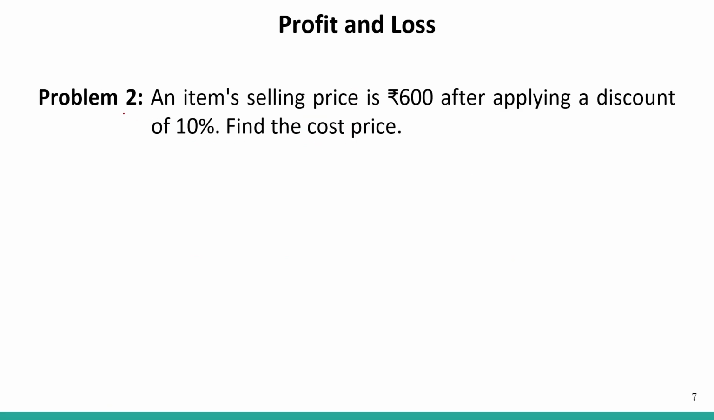So let's go forward with problem number 2. An item is selling at a price of 600 rupees after applying a discount of 10%. Find the cost price. So the selling price is this, so this is the SP. Let CP be equal to X, because that's what we don't know. We want to find X. So we'll convert this word problem to an algebraic equation involving X and some constants, and then we'll solve for X. This is the rough idea of how we'll proceed for this question.